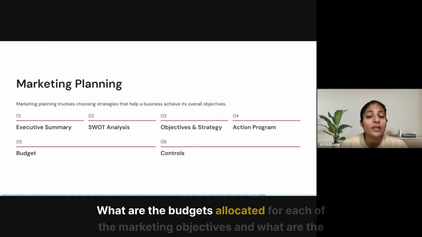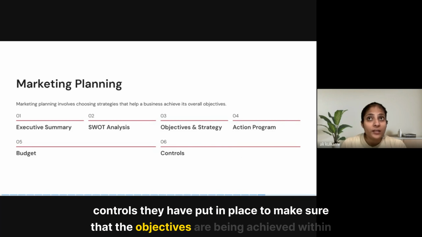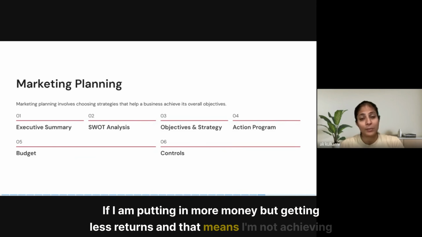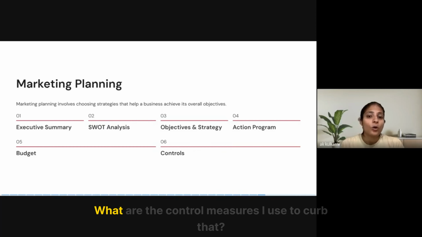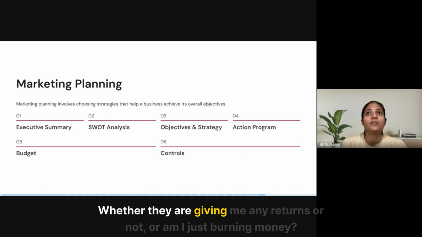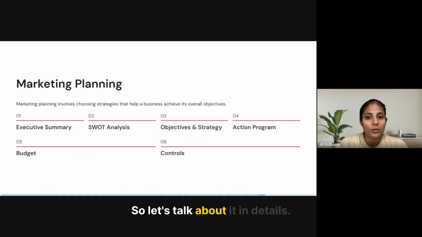What are the budgets allocated for each of the marketing objectives? And what are the controls they have put in place to make sure that the objectives are being achieved within the resources specified? If I am putting in more money but getting less returns, and that means I'm not achieving my marketing objectives, what are the control measures I use to curb that? And how do I measure my marketing objectives, whether they are giving me any returns or not, or am I just burning money? So let's talk about it in detail.